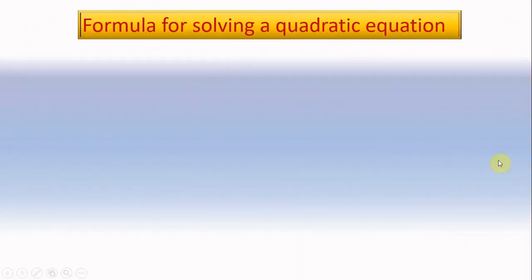Dear students, we are continuing with the chapter quadratic equation. In the previous video and as well as in the previous part of this lesson, you learned about what is meant by a quadratic equation as well as the factorization method and square method to find out the root or solution for a quadratic equation. Here in this video, you will be learning further how to develop a formula for solving a quadratic equation.